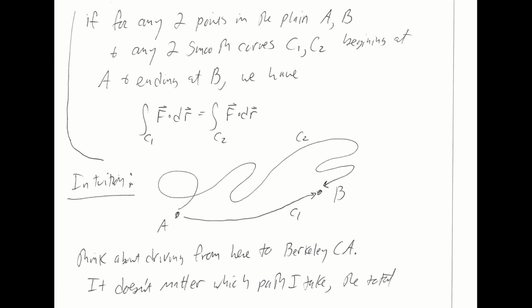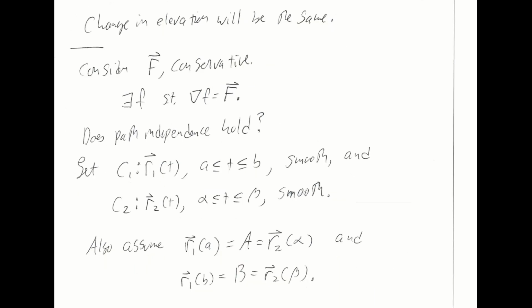So if you think about driving from here to one of my favorite cities, Berkeley, California, it doesn't matter which path you take. You could follow I-70 and go through Wyoming. You could drive down south and hit I-10 and go west on I-10 before going back up north on I-5 once you get to California. It doesn't matter which path you take if all that you're interested in is the total elevation change along that path.